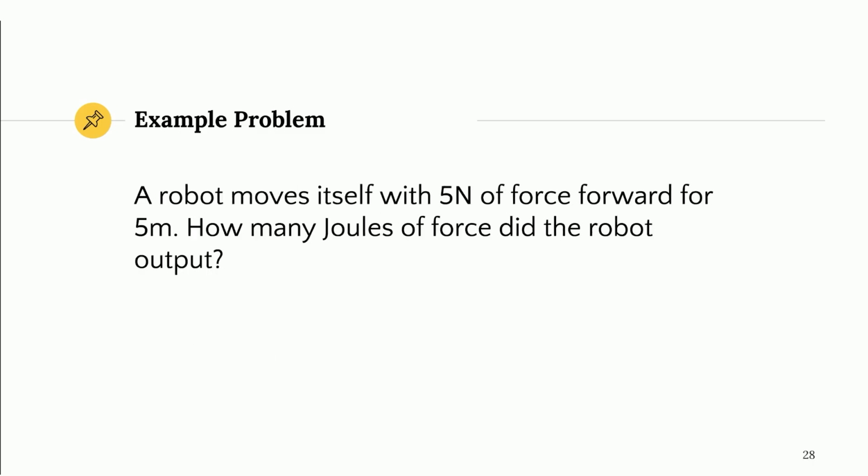Here's another example problem. A robot moves itself with 5 newtons of force forward for 5 meters. How many joules of force did the robot output?